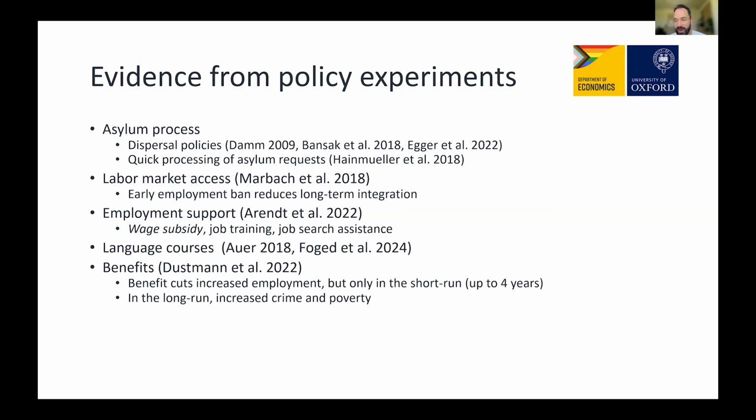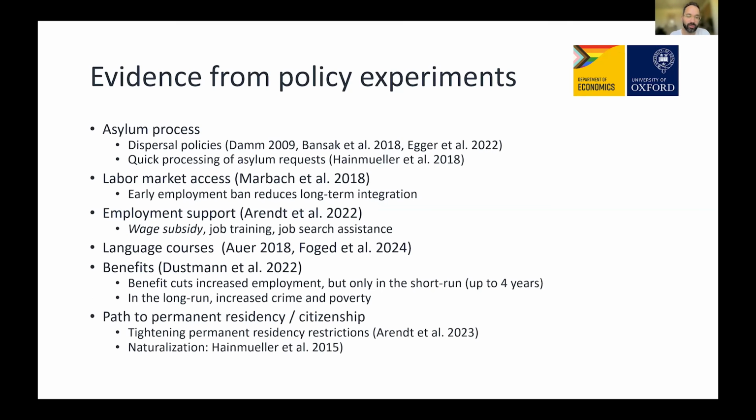One thing that's been tried across the board is, what happens if you just reduce benefits to refugees, and you see that encourage them to take up more employment, for example, to mimic a little bit the US approach. And what this paper by Dussman finds is that yes, this actually works. If you reduce benefits, the refugees take up more work, but it only works in the short run, up to 4 years. In the long run, it actually increases crime and poverty and lowers long-term integration. So this may be a bit of a double-edged sword.